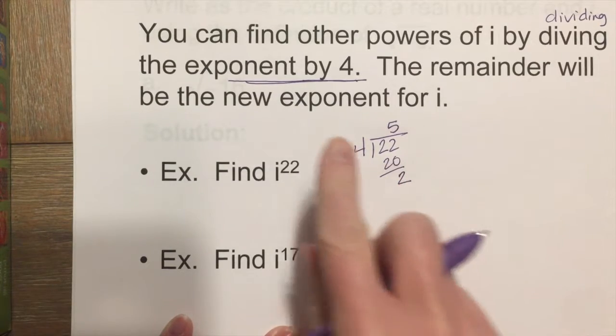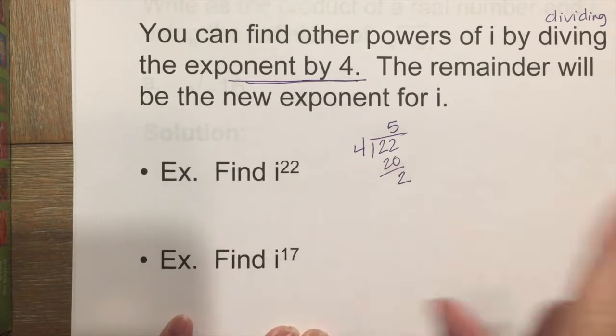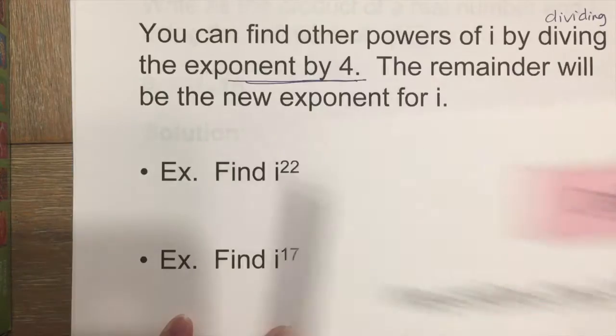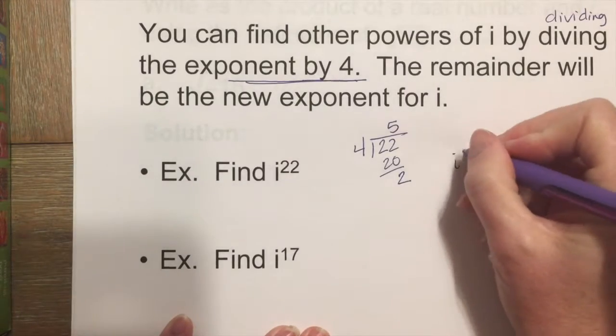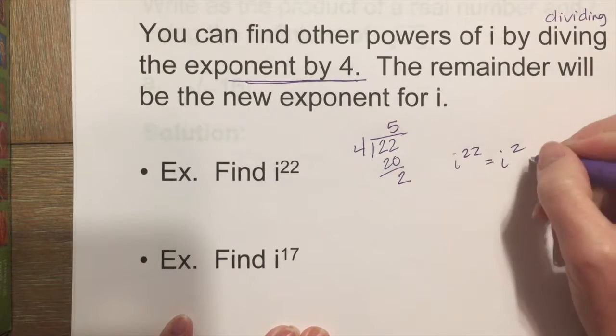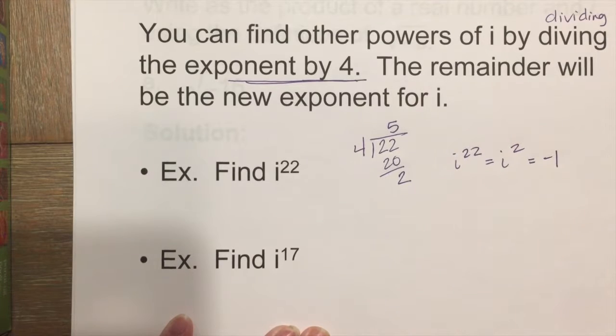This is telling me that if I look at my cycle going by 4, i to the 22nd would be in the same column as i squared. So I know that i to the 22nd is equal to i squared, which we learned was -1.